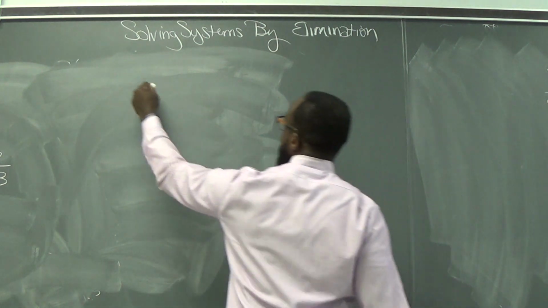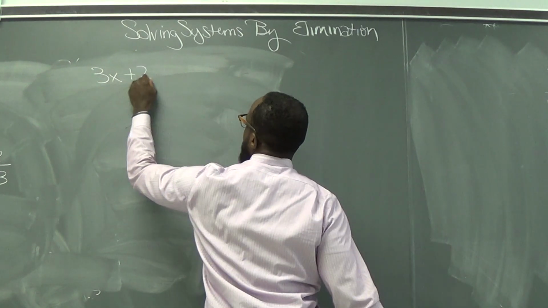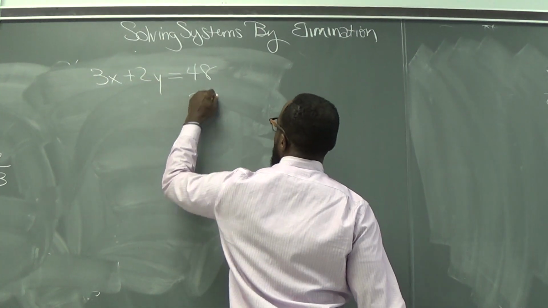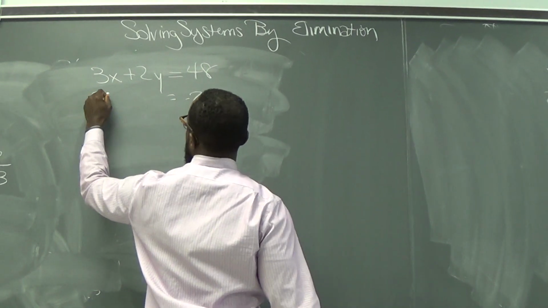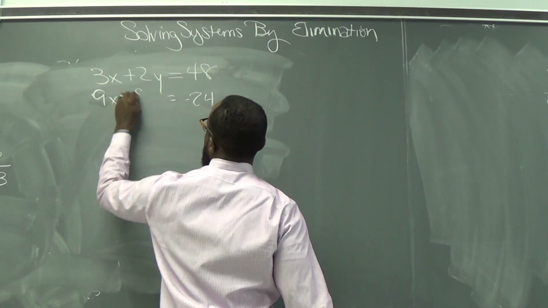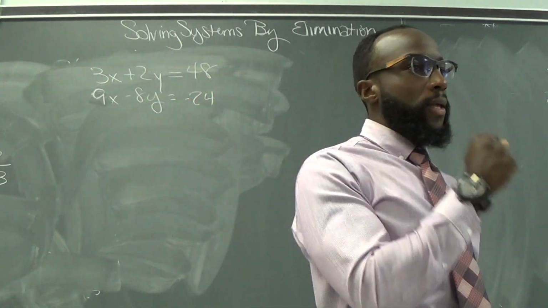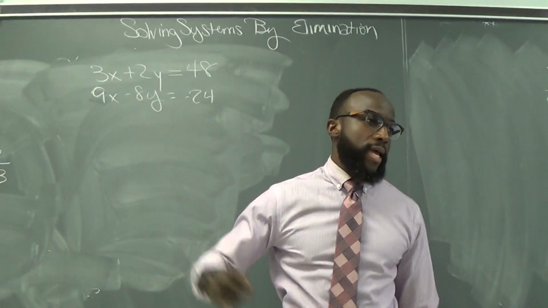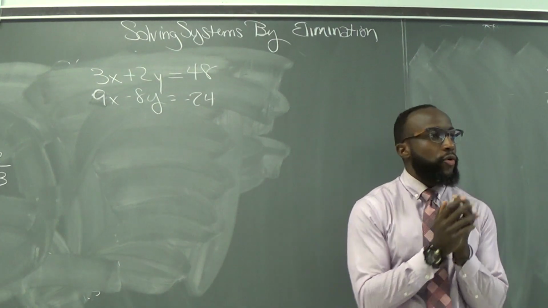All right, so let's use this example here. We've got 3x plus 2y equals 48. And this one says 9x minus 8y equals negative 24. All right, so these are your two equations, right? You've got 3x plus 2y equals 48, and we've got 9x minus 8y equals negative 24, right?